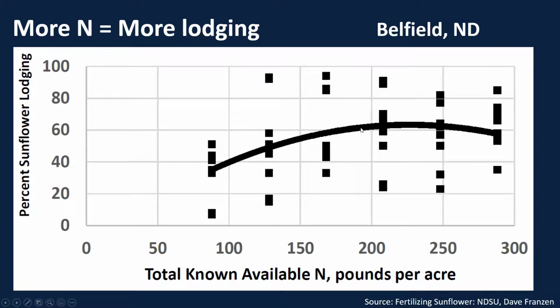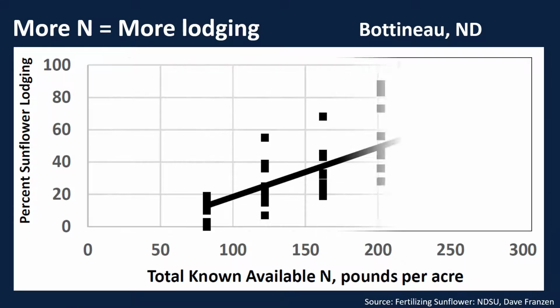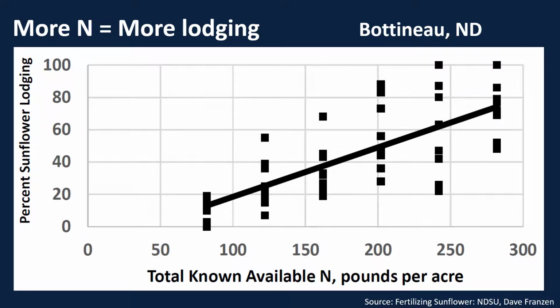soil and lodging. Now if we look at another site in North Dakota in Bottineau in their studies, we see a similar response to nitrogen. As that nitrogen goes up, our percent chance of lodging also goes up, which is really important to consider with sunflowers, because if it lodges, it's really difficult to harvest with our combines.